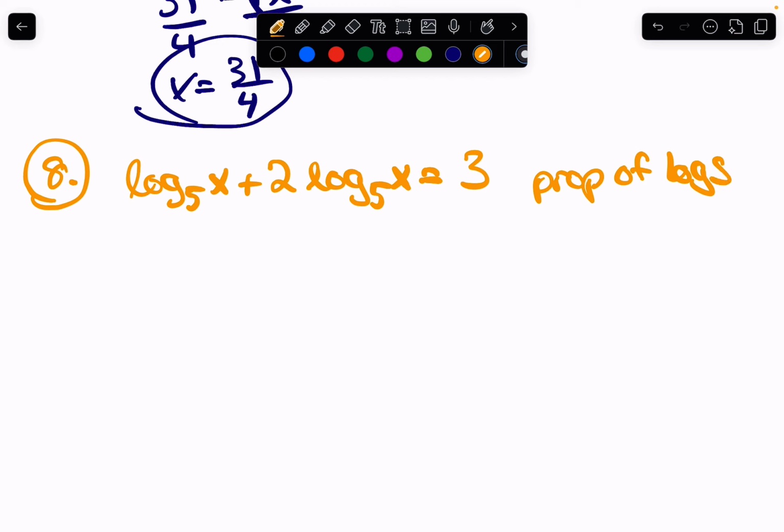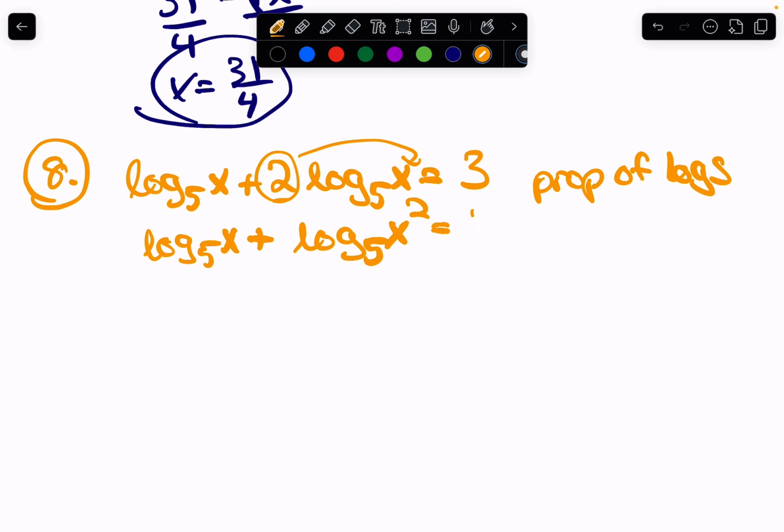We're going to go ahead and move this 2 to be the exponent. So usually we do it the other way around, but you'll see why we're doing it this way for this one. Because now we have an addition here, and we have the same base for the logs. We cannot have that 2 in the front when we're using the product property.